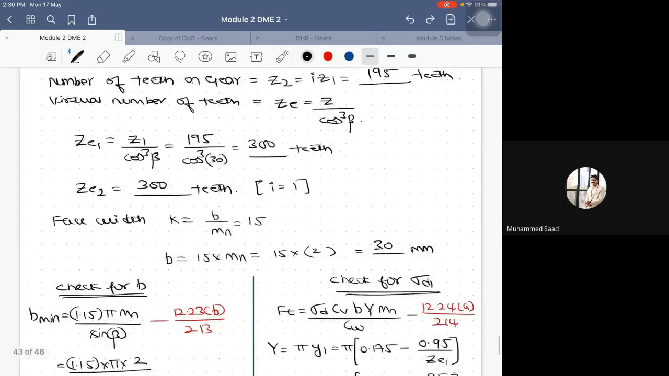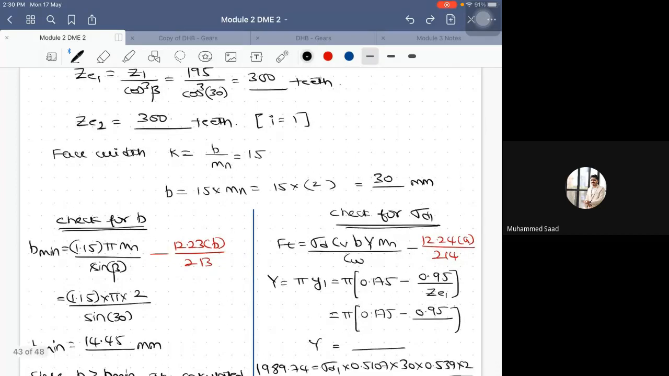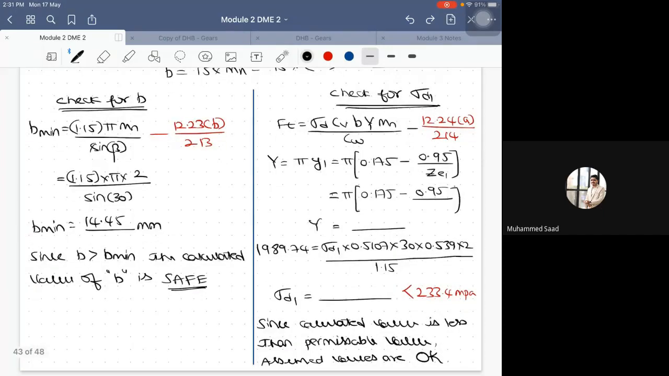Virtual number of teeth, 300. Correct? Am I right? So what is the value of ZD1? 300 or 195? 300, sir. Take it as 300 there. Calculate the value of Y. 0.539.